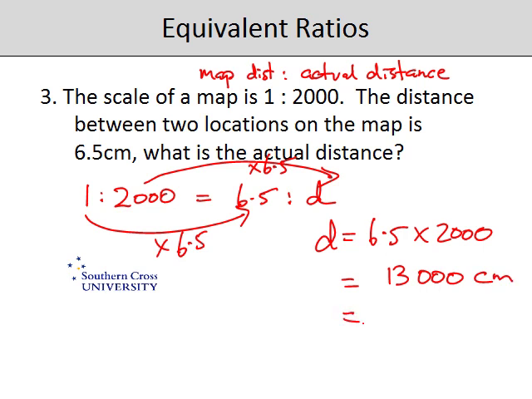It's a bit untidy to leave that in centimetres, so I don't think that an actual distance of 13,000 centimetres is very relevant. So we could convert this into metres by dividing by 100, so that's 130 metres.